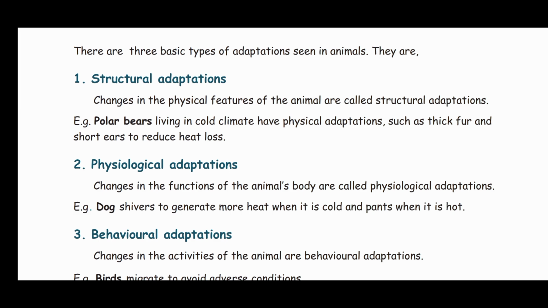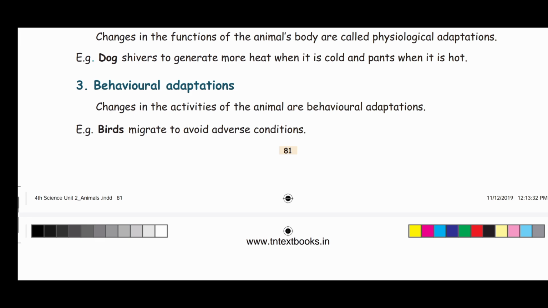Third one, behavioral adaptation. Changes in the activity of the animals are behavioral adaptation. Example, birds migrate to avoid adverse conditions. In a particular place, if it is too hot, they will move to a place that is cold and suitable for breeding. Then after breeding, after the small ones come out, they travel back to their old place. This is how they change their place when it is adverse, meaning very bad, in the place where they live.